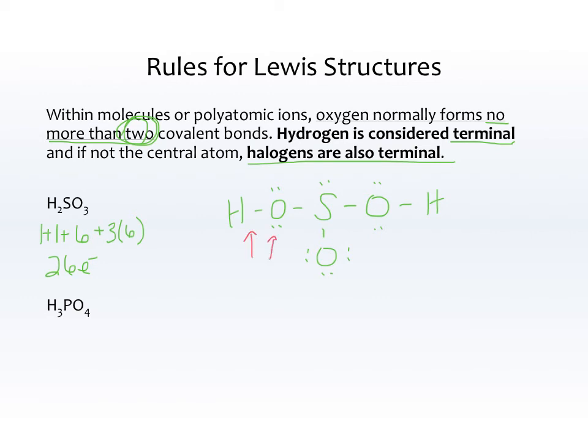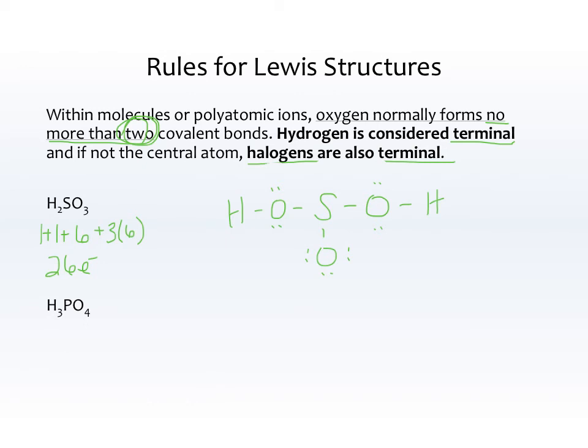2, 4, 6, 8, 10, 12, 14, 16, 18, 20, 22, 24, 26, 28. Man, we're only supposed to have 26 electrons. 28 is too many. Do you remember what you're supposed to do when you have too many electrons? We're going to have to get rid of some. We're going to pick adjacent atoms to get rid of them. So we'll start with sulfur and pick one of its adjacent atoms.